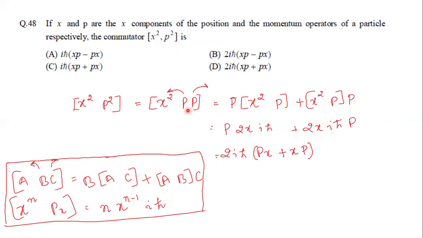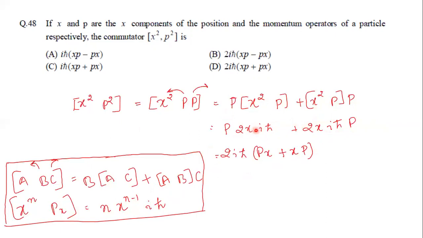Then we expand [x², pp] as the commutator of A with the product of two operators BC. Now we send this p to the left side, and what is left here is [x², p], which is written here, plus this p comes to the right side, and whatever is left is written within the commutator times p. Then the value of the commutator [x², p] is written according to this formula as 2x iħ, plus the same, 2x iħ p.